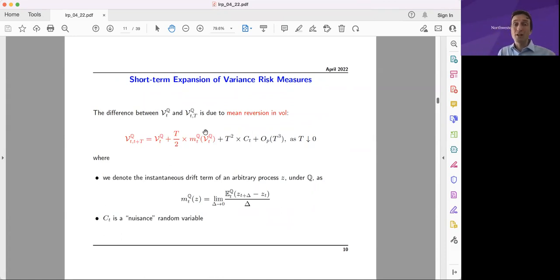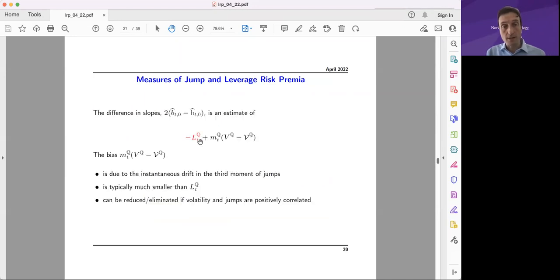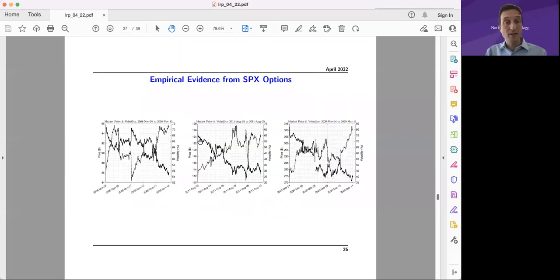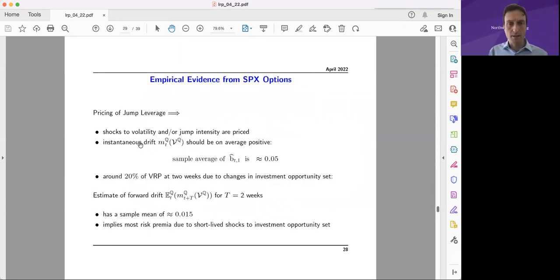If there was no compensation for shocks to volatility, then Q is equal to P, and the unconditional expectation of this thing is 0. On average, the drift is 0. So a positive number means that there is a compensation for this risk. So I can now calculate the time series of this. I'll skip that in the interest of time. Basically, calculate the average slope, and you will indeed see that it's positive, which is consistent with that story.